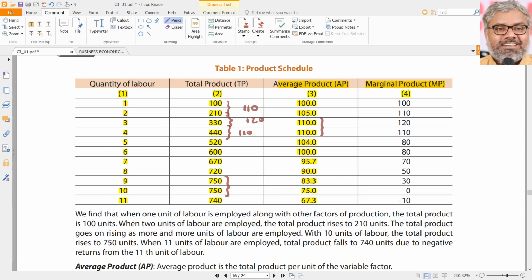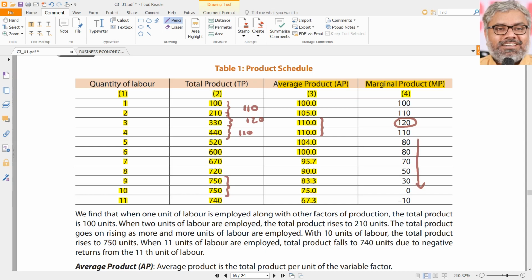And there onwards, if you observe once again, the marginal product is always declining. So it has reached a maximum of 120. That was the peak. Later it started declining only. So initially, the first unit of labor gave a marginal product of 100. The second unit of labor gave a marginal product of 110. The third unit of labor gave a marginal product of 120.